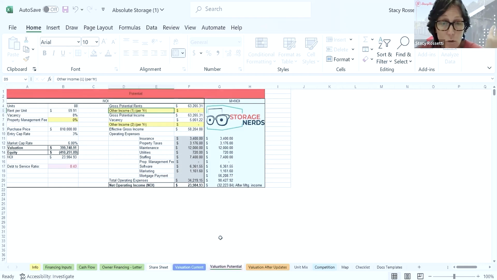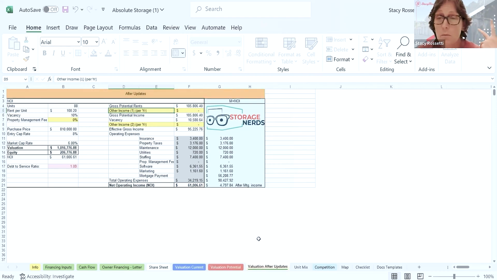We look at the potential. This is if you have to get it from 50% full to 100% full. And then we look at the after updates, which is opportunity, when we're increasing the rent or we're adding units. We're evaluating the property that way as well. So there's really three different ways to look at your property when you're evaluating it.